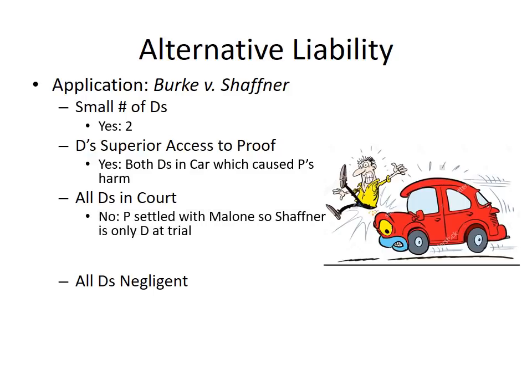Now, on the question of whether all these defendants are in court: originally the plaintiff had come to Malone, but Malone had settled with the plaintiff, and so Malone was not a defendant in this case. Only Schaffner was a defendant at the time of trial, and so it's quite possible that if the court were to apply alternative liability and shift the burden of proof to Schaffner, and supposing Schaffner is not capable of exculpating herself, it could be that Schaffner really was not the person who put her foot on that accelerator, and so she, as an innocent party, would then be entirely responsible for the plaintiff's loss.